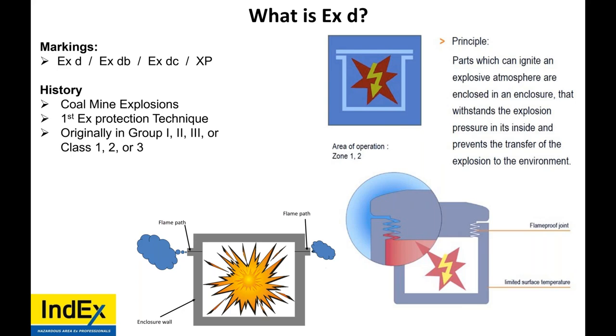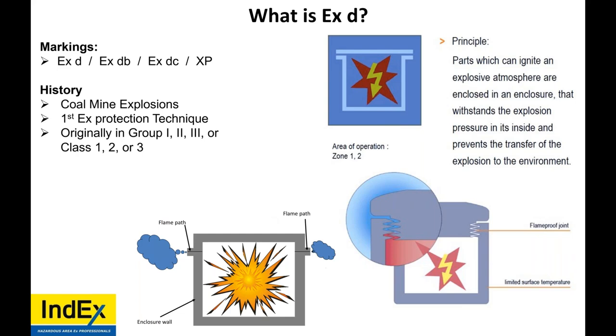Now, when we're looking at EXD devices, we have multiple different marking possibilities. You got EXD, DB, DC, XP, which will be explained later, and you may have other techniques like DE, DEM. Now, the history of it is, this came out of coal mine explosions back in the early 1900s. This was the first EX protection technique. It was originally used for group 1, 2, and 3, or in North America, class 1, 2, or 3. So the whole point of the EXD device is to limit the surface temperature and to not allow escape of an air gas mixture, which would be hot enough to cause ignition of the external atmosphere.